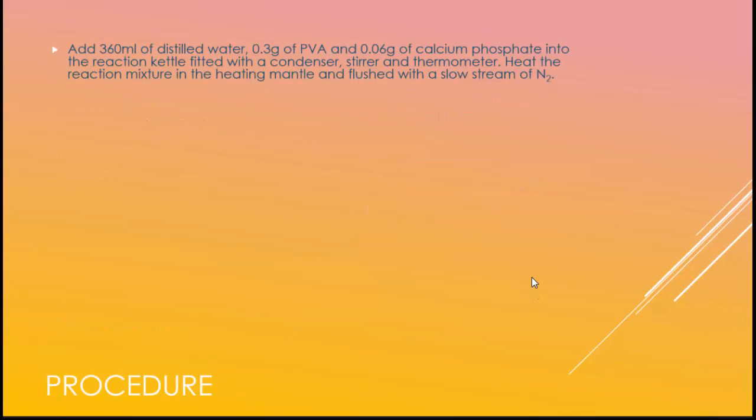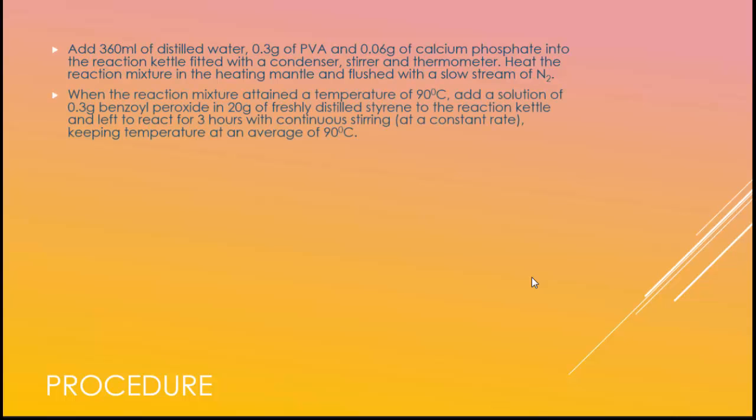For the procedure, you're supposed to take out 360 ml of distilled water, 0.3 grams of PVA and 0.06 grams of calcium phosphate. You charge them inside this reaction kettle fitted with a condenser, stirrer and thermometer, and then heat it up and flush with a slow stream of nitrogen gas. When the reaction mixture has reached 90 degrees Celsius, a solution of 0.3 grams of benzoyl peroxide in 20 grams of freshly distilled styrene is to be added into the reaction kettle, and then you leave it there for 3 hours with continuous stirring. Constant rate of stirring. Remember, stirring never stops.